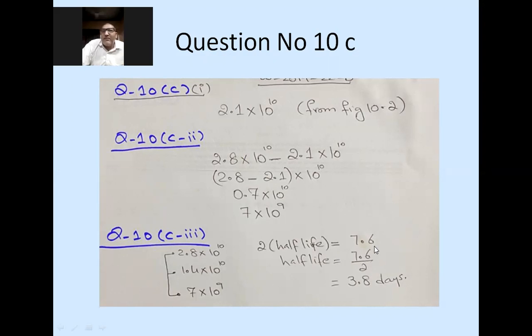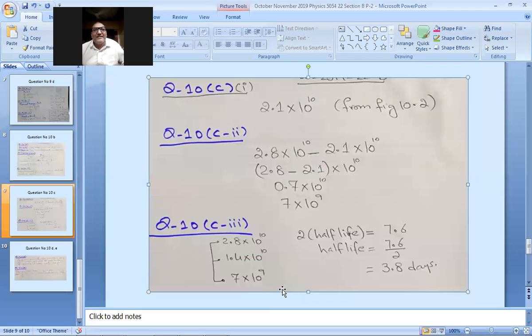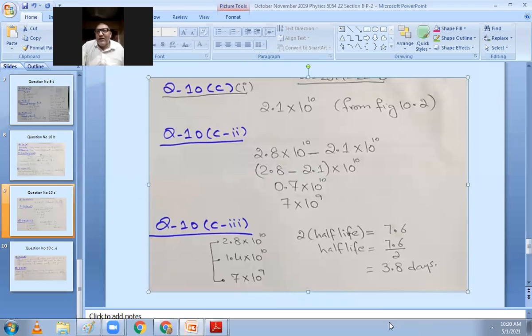So 2 multiplied by half-life equals 7.6. Half-life is equal to 7.6 divided by 2. So that will be 3.8 days. It means one half-life is 3.8 days. Very tricky question. Okay, so try to understand this. This calculation is easy, but not easy. Hopefully you have understood.